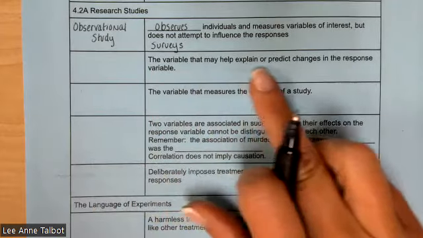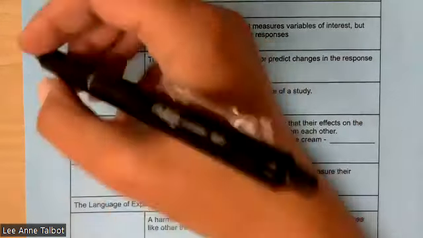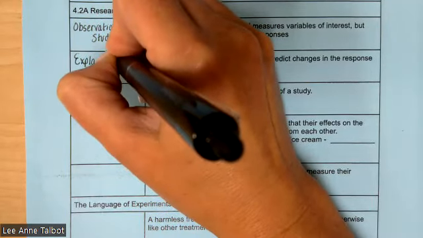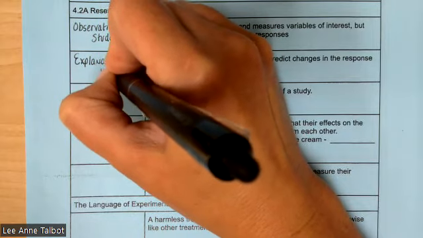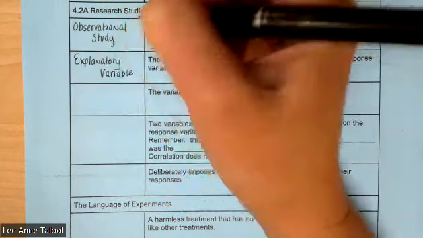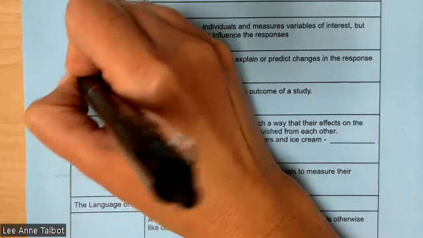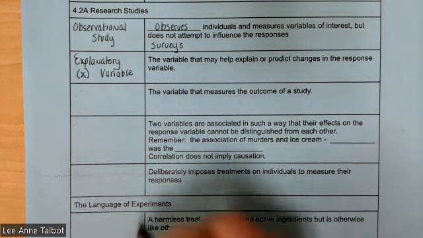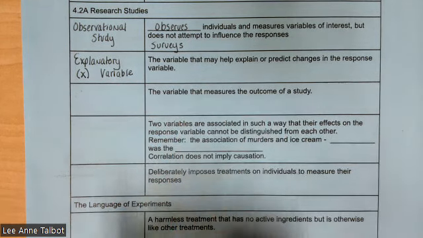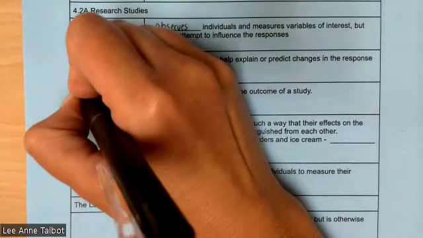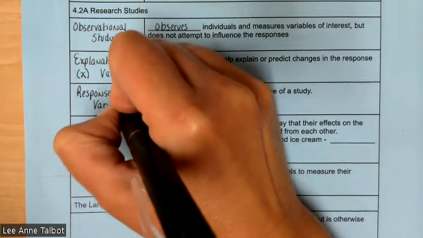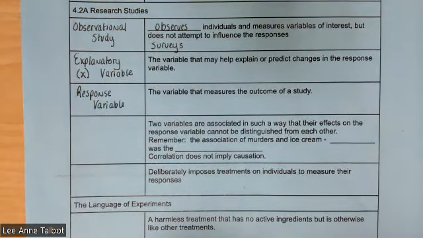Okay, the variable that may help or predict changes in the response variable, that's the explanatory variable. We know that from chapter 3. And same as chapter 3, the explanatory is the x. The variable that measures the outcome then is what? Yeah, response. At least they use consistent vocab through the chapters. That's good news.